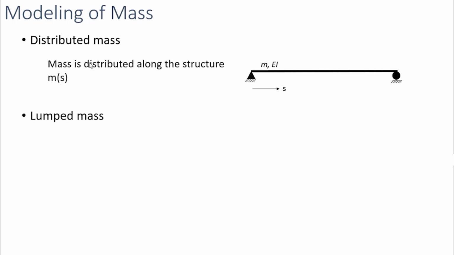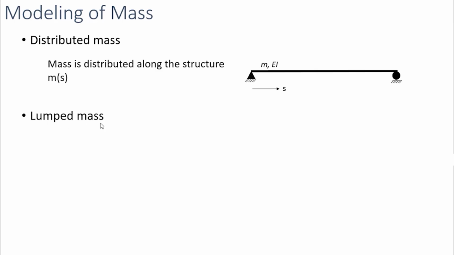So in this assumption, this is the most realistic treatment of mass. Here we can treat mass as a function of the position along the structure. In this case, S indicates the position along the structure. So the mass is a function of, say, S.